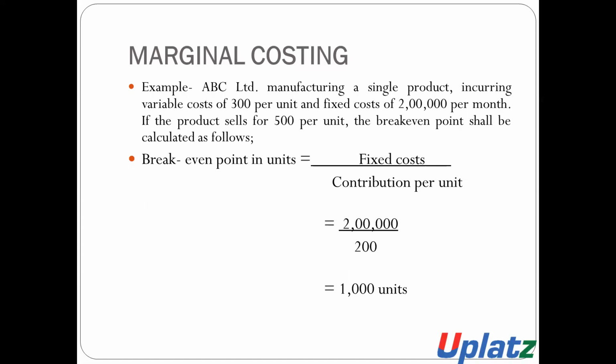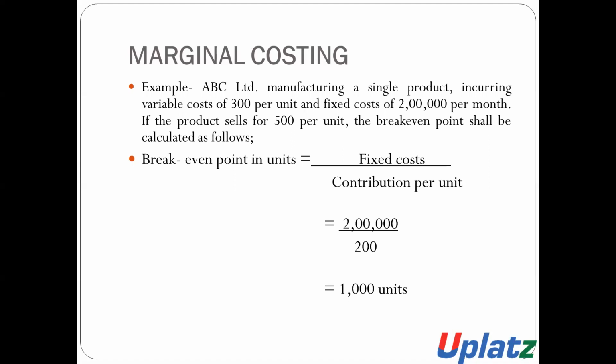Now we will discuss it by way of an example, on the basis of which we can understand how to calculate the break-even point. ABC Limited is a manufacturing organization which manufactures a single product and incurs a variable cost of rupees 300 per unit. The fixed cost is 2 lakh rupees per month. If the product is sold at 500 rupees per unit, then what will be the break-even point?